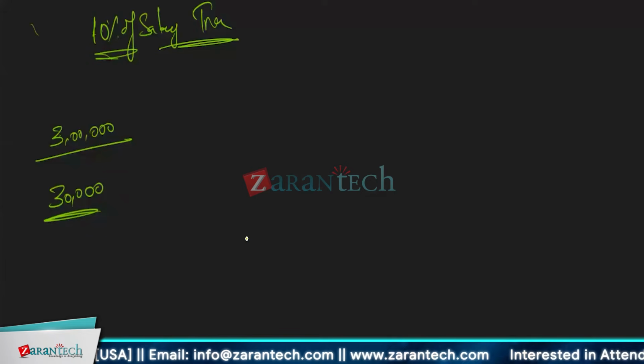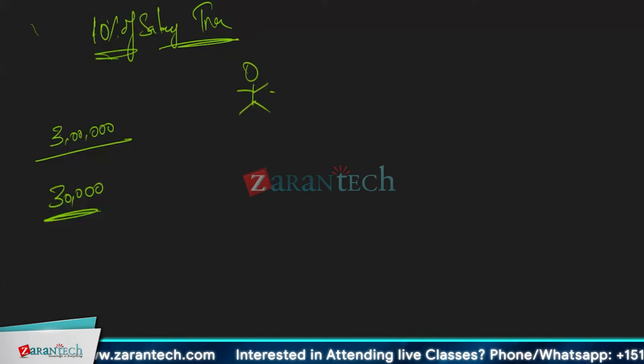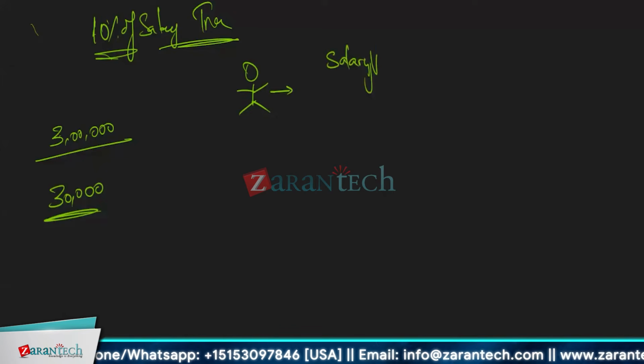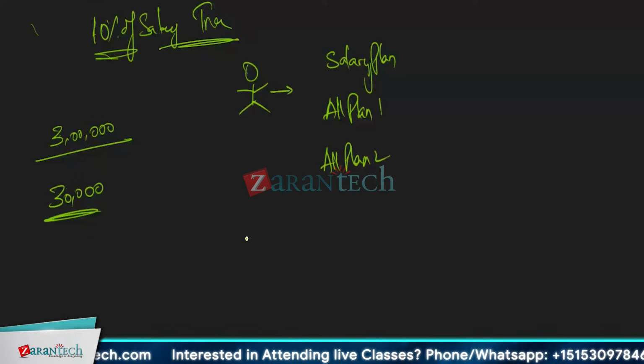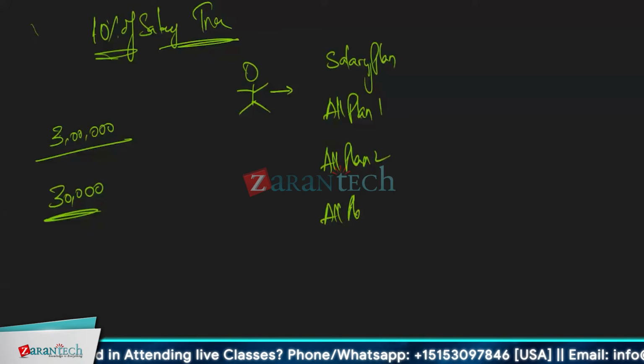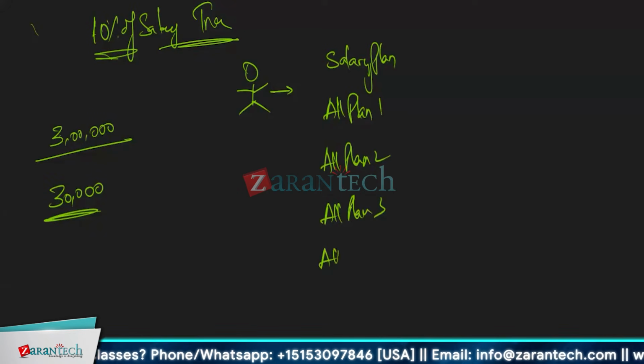So let's take a worker here. I am hiring this particular worker. I'm going to be assigning this worker, let's say, a salary plan. I'm assigning allowance plan 1, allowance plan 2, allowance plan 3, and allowance plan 4.